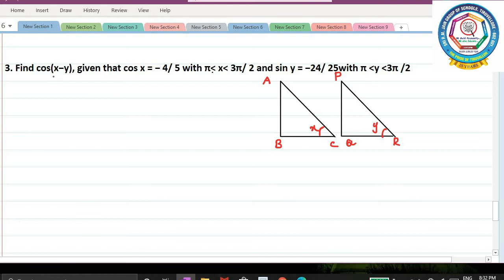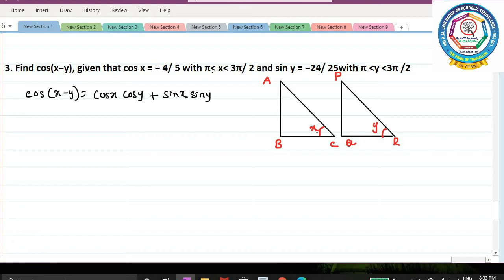So what is the question asking? Cos of x minus y. So we have to find out cos of x minus y. We know the formula, cos of x minus y equals cos x cos y plus sin x sin y. But what is given? Cos x is given, sin y is given. So we have to find sin x and cos y by using the Pythagoras theorem.